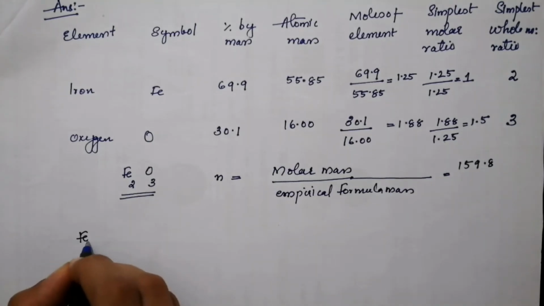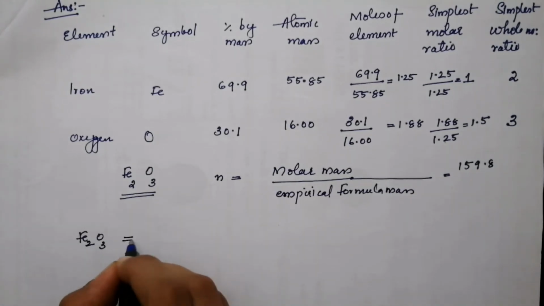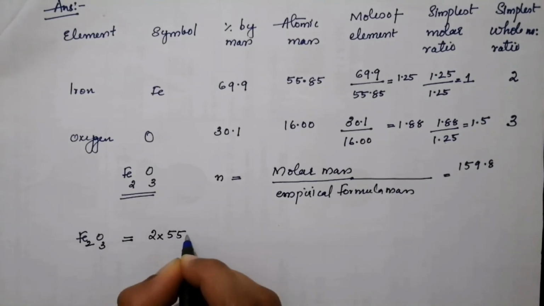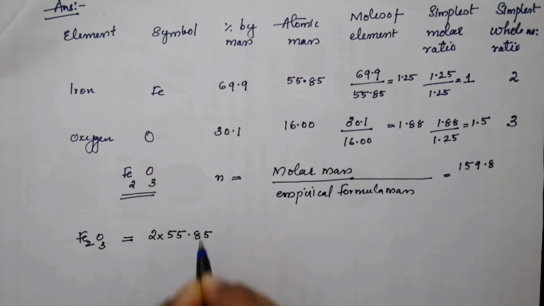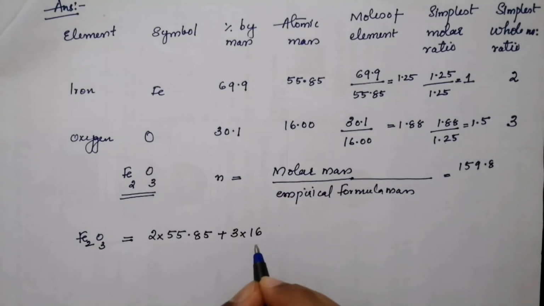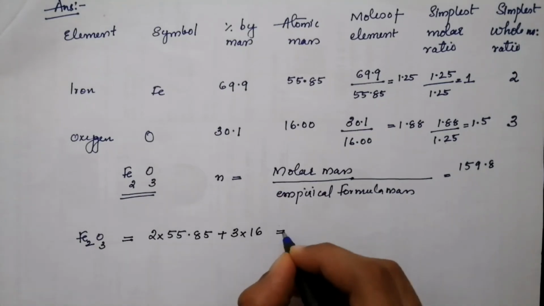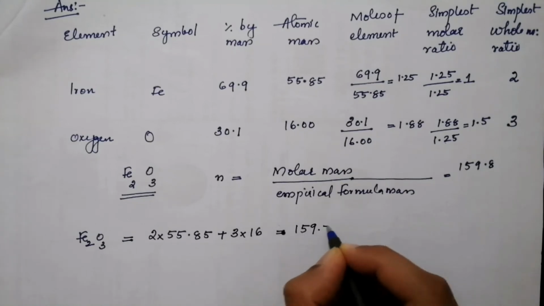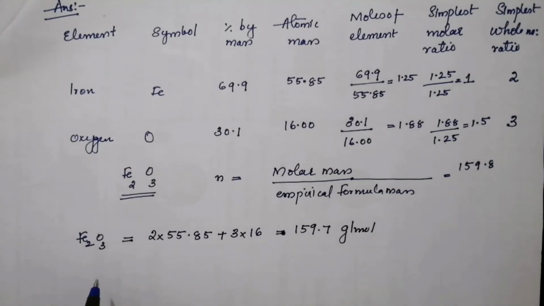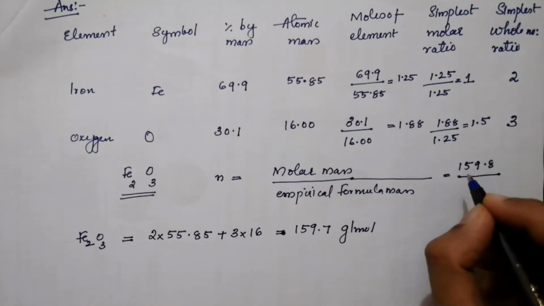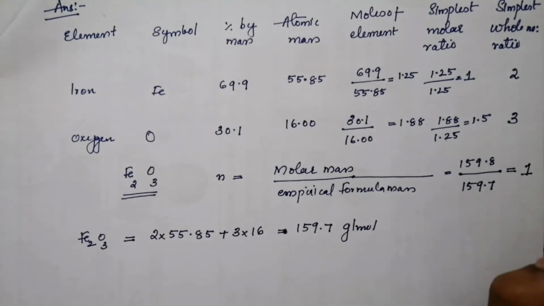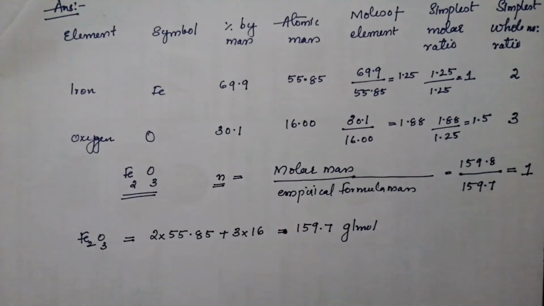We know the empirical formula as Fe2O3. So we calculate the empirical formula mass as 2 into atomic mass of iron, that is 55.85, plus 3 into atomic mass of oxygen, that is 16. So we get the answer as 159.7 gram per mole. So this is the empirical formula mass of Fe2O3. So we divide 159.8 by 159.7, which is 1. So we get the value of n as 1.